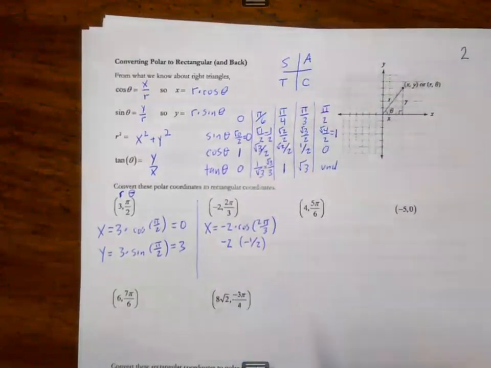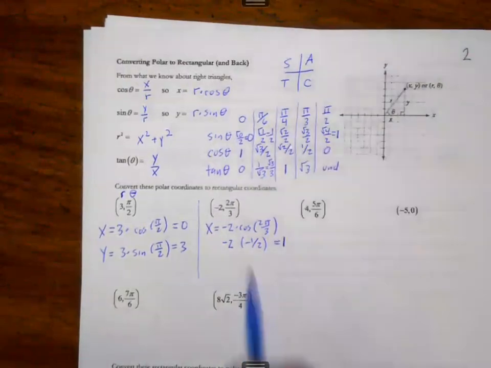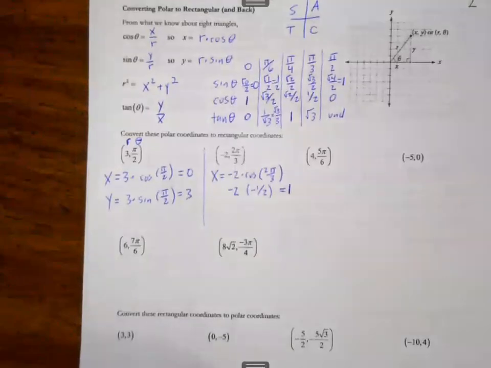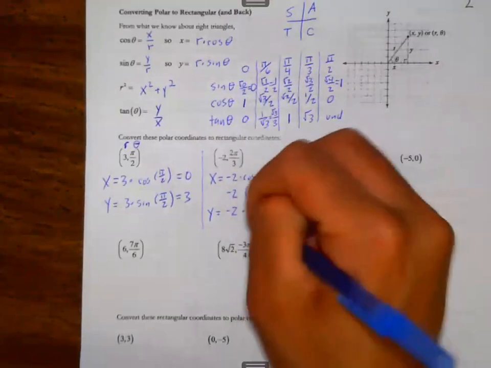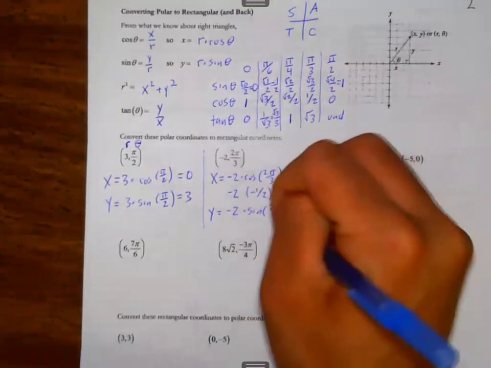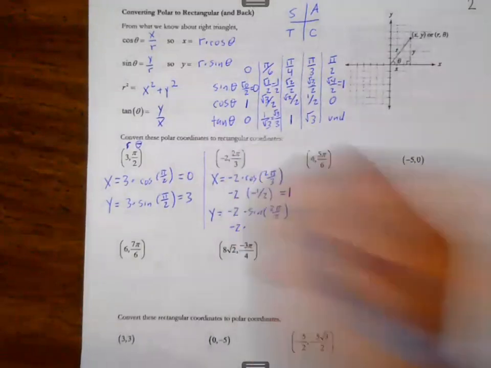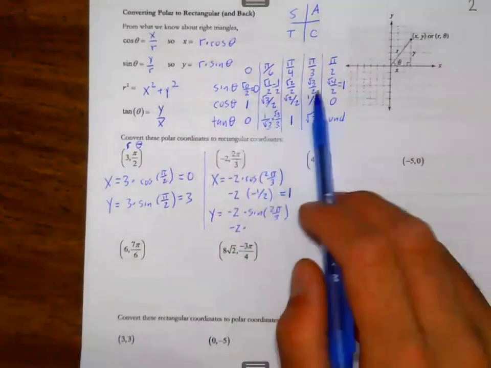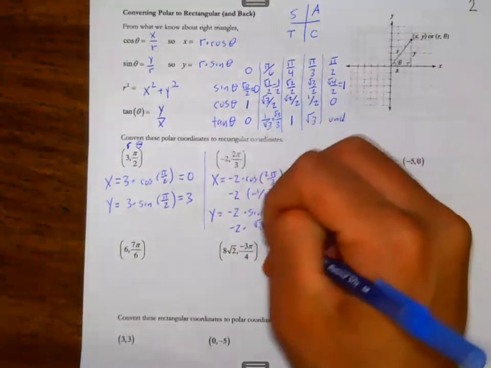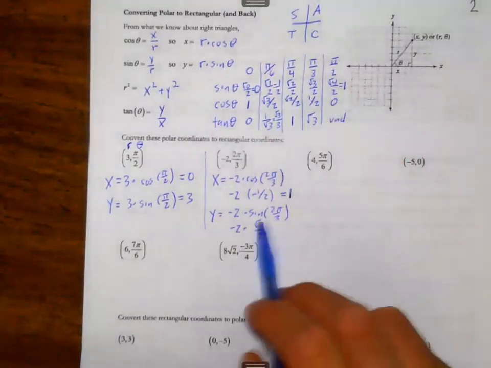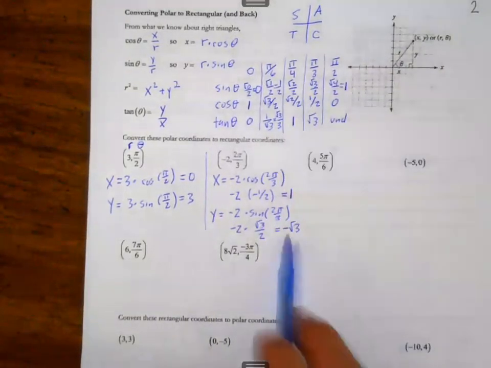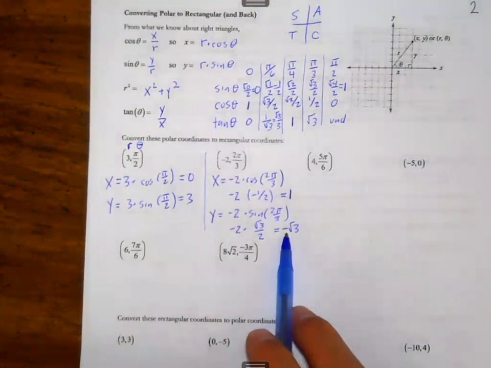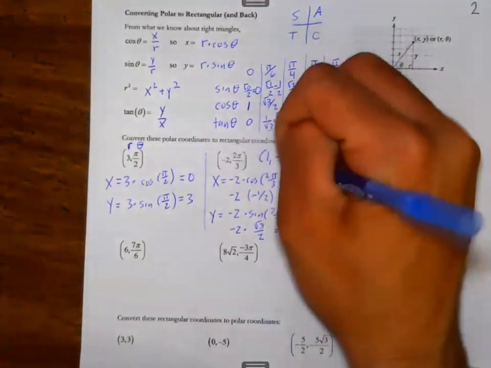All right, so then this means our x coordinate is going to be positive 1, because that's negative 2 times negative 1/2. And then for y, do the same thing. So negative 2 times the sine of 2 pi over 3. So that's negative 2 times positive root 3 over 2, because in quadrant 2 sine is positive and the reference angle is 60. So we get negative root 3 for y. So our coordinate would be 1 comma negative root 3.